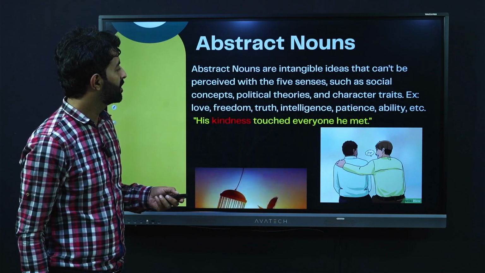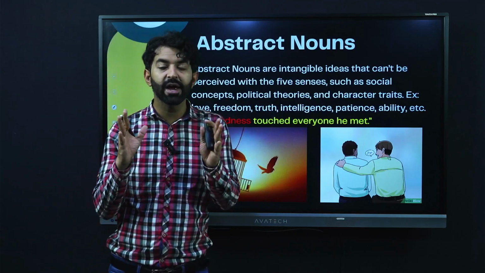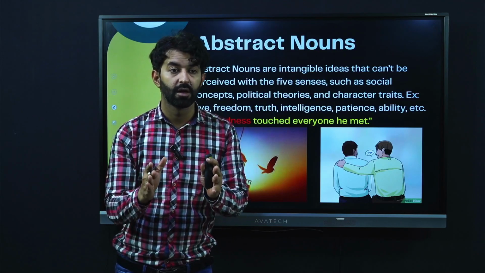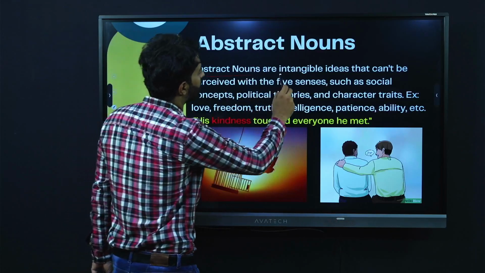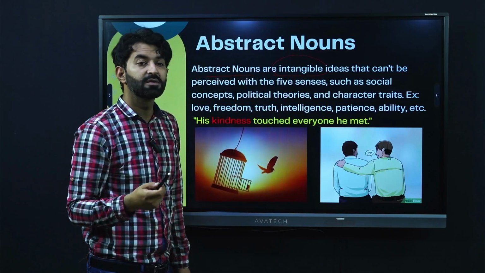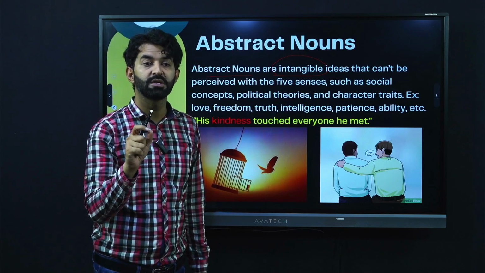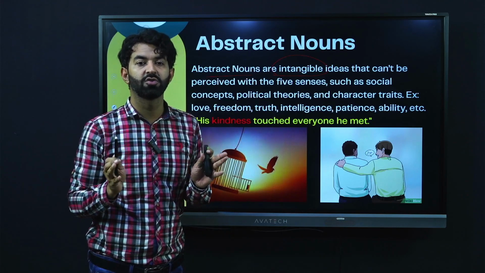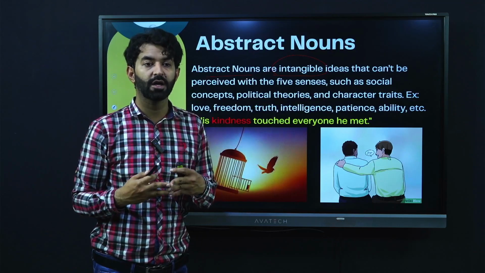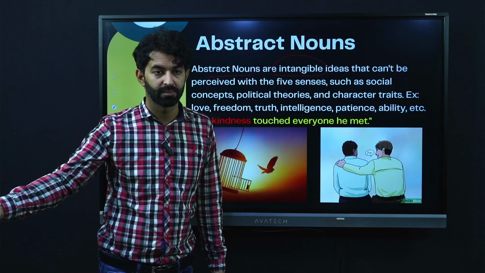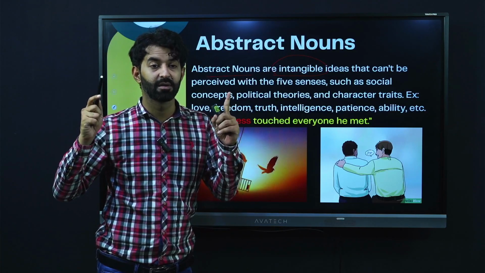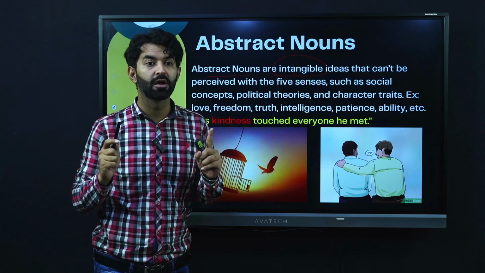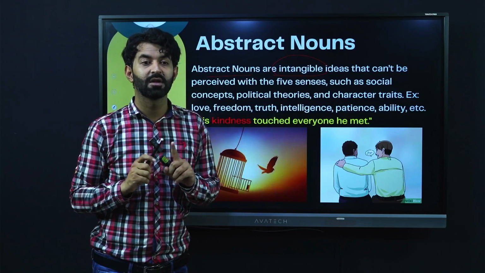Let's talk about abstract nouns. Now, abstract is something that is not physically in front of us, right? Abstract nouns are intangible. Intangible means something we cannot touch, we cannot hear. Something that we cannot touch is intangible, and tangible is something that we can touch. This chair is tangible, but my plan, if I have a plan in my head, it is intangible. My anger, my sadness is intangible.